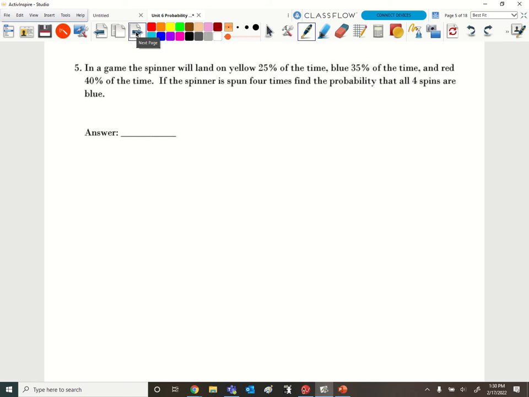Anyway, in a game, the spinner will land on yellow 25% of the time, blue 35% of the time, and red 40% of the time. If the spinner is spun 4 times, find the probability that all 4 spins are blue.